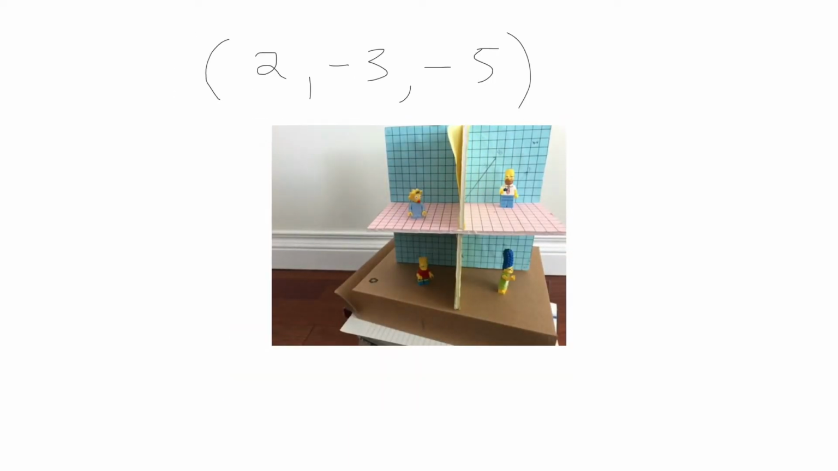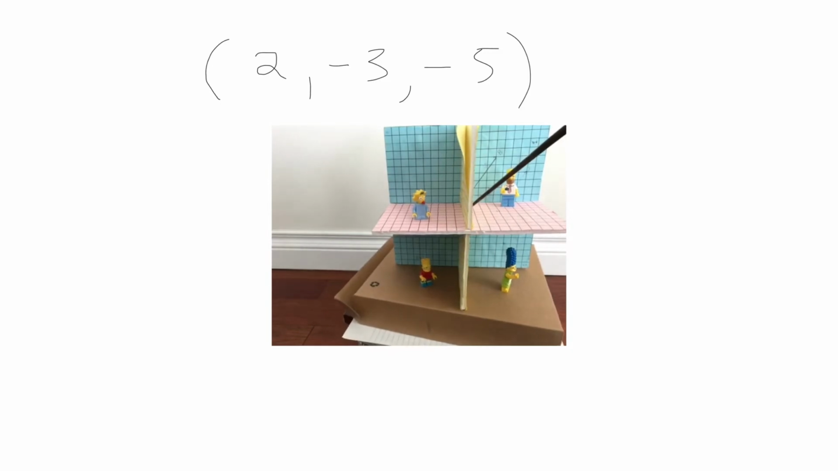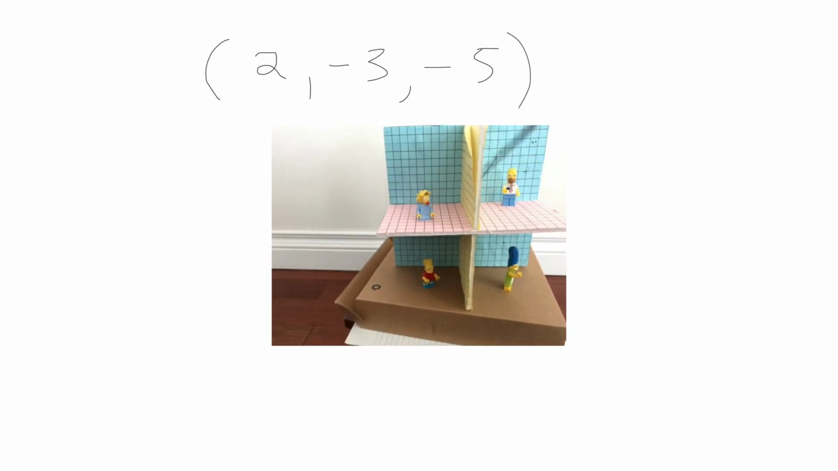So now we have 2, -3, and -5. So 2 is the x, so that means you're going to be moving 2 steps out, so over here, two steps out. And then -3, which is the y, means you're going to be moving to the left 3 steps. So I'm going to be in the room for now where Maggie, the baby, is. So I'll be somewhere here on the pink floor, somewhere over here, right?